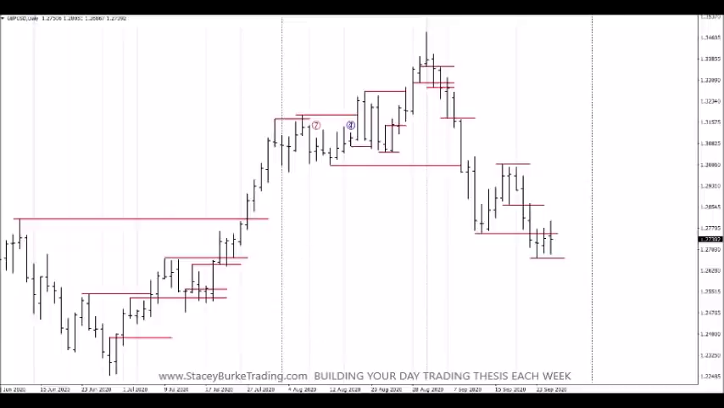Just continuing our discussion and looking at building our plan each day, or how I build my plan each day. I'm looking at the bar chart of the British pound right now, and one of the things I do each week as I'm looking at my high and low of the week, the Friday level as we head into the next week, and whether or not we have narrow range bars.